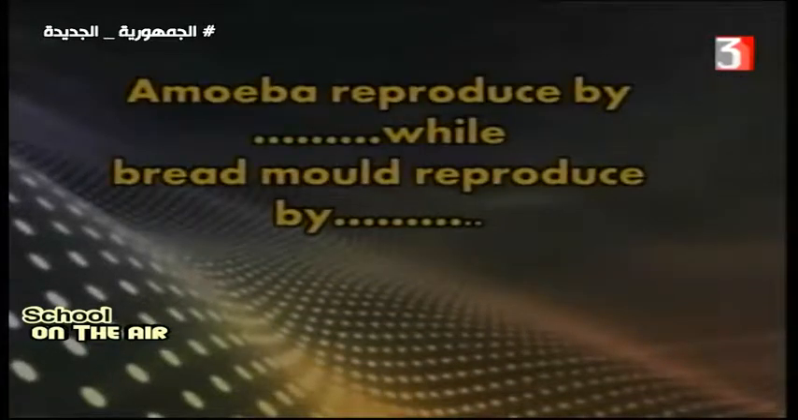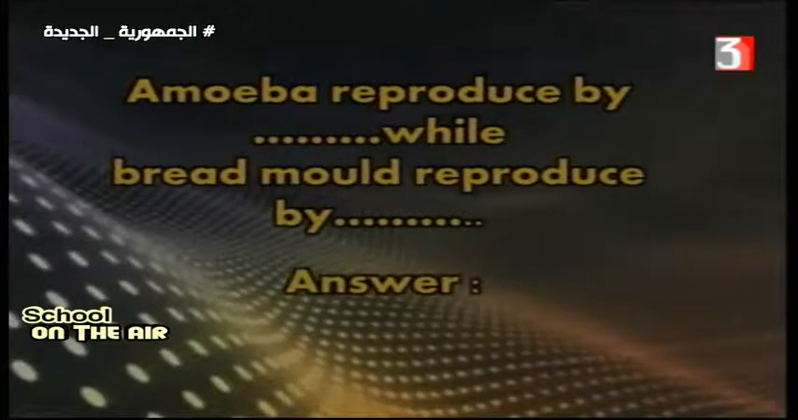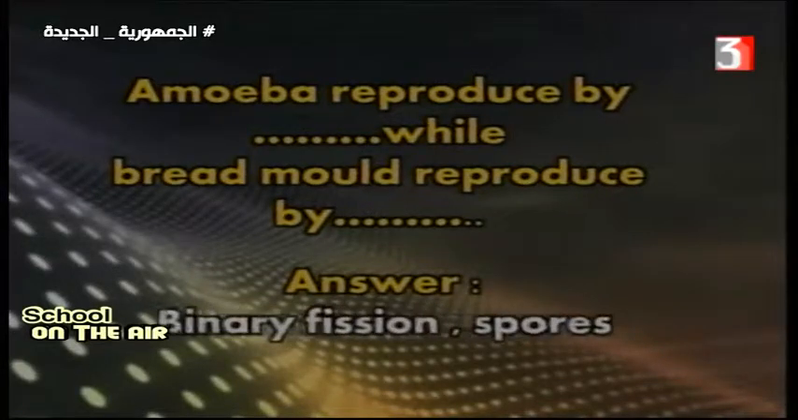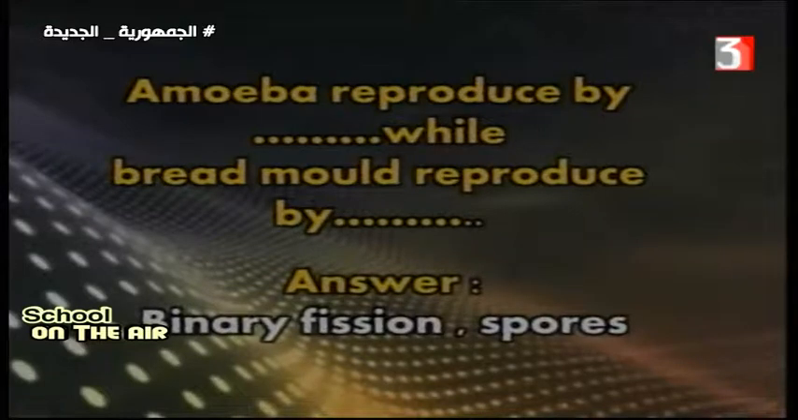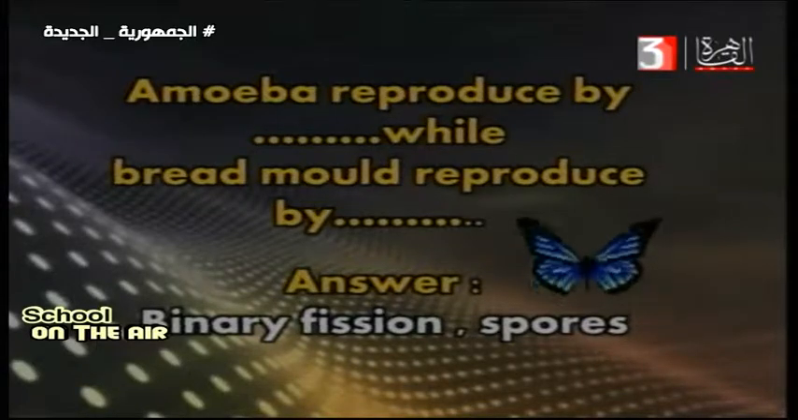Amoeba reproduce by space, while bread mold reproduce by space. Do you know the answer? Sure, we are ready for the exam. Catch it, it will be good. The first, binary fission, but the other, by spores. Wonderful. Fly to the other one.